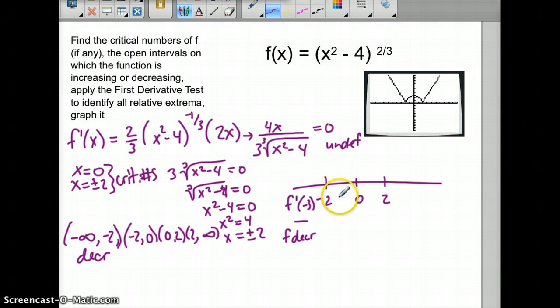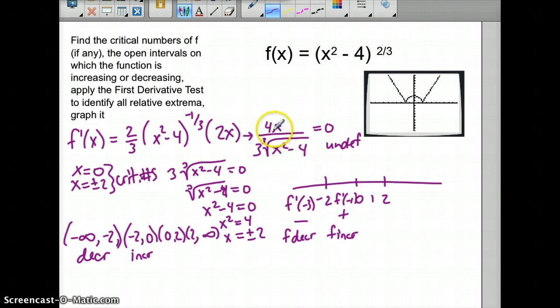Then from negative 2 to 0, let's try plugging in a negative 1 into the derivative. Remember, we're plugging it into the derivative because we're doing the first derivative test to see if this function is increasing or decreasing and to see if we have maximums or minimums. We'll have a negative again on top here. 4 times negative 1. Negative 1 squared is positive 1. 1 minus 4 is a negative number. So the cubed root of a negative number is still negative, times a 3 is still negative. So a negative divided by a negative gives me a positive derivative. So my function is increasing here because the derivative is positive there.